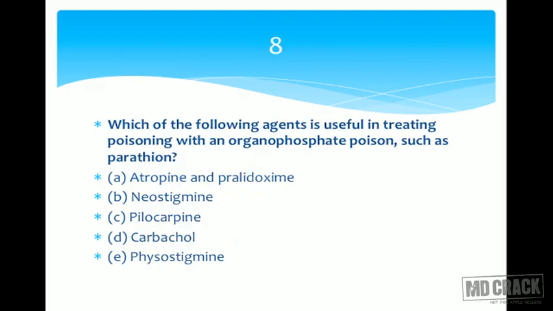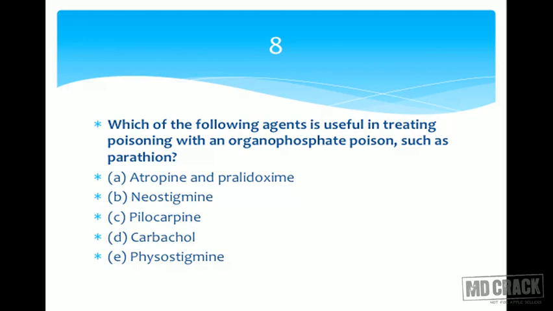Question number 8. Which of the following agents is useful in treating poisoning with an organophosphate poison such as parathion? This question is really important for you. Organophosphate compound poisoning is one of the most common poisonings in the world. Maybe with suicidal intention or maybe accidentally, but that's the most common poisoning, and we have options to save this particular patient. So you should know these options.